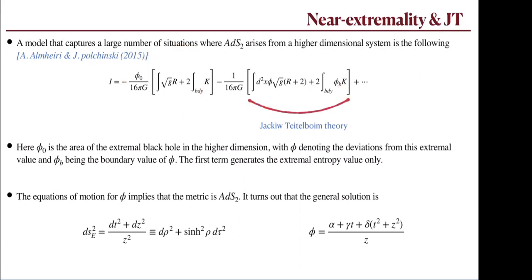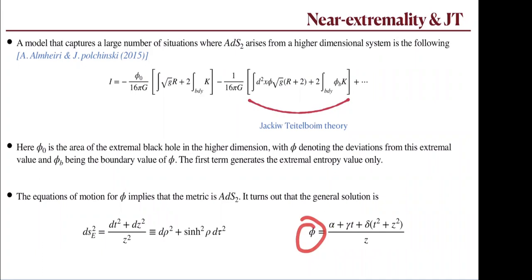And this part is what is called the Jackiw-Teitelboim theory, okay? Only this part. So this is basically a theory of a dilaton, but with this exact form. If you just solve it, the general solution normally looks like this, where I've written it down in both coordinates, Poincare and Rindler. So these are your Rindler, and this is your Poincare. Here you see that phi has a solution which looks like this. Of course, at the boundary, which is z goes to zero, phi seems to be diverging.